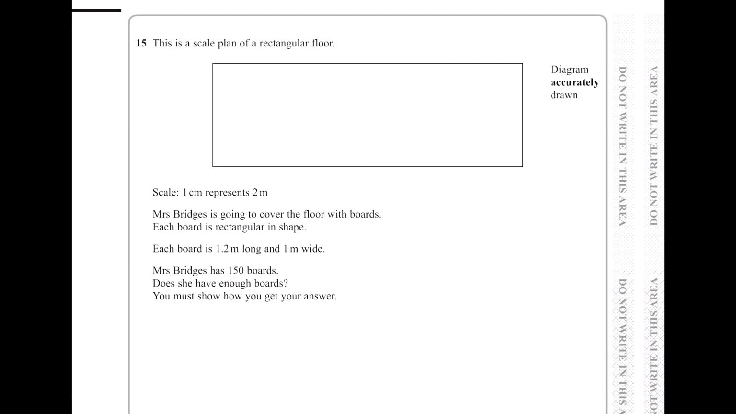Okay, so now we have a scale diagram of a floor. We're told the scaling, and this person wants to cover the floor with boards. Each of the boards has these dimensions, and we need to figure out if she has enough boards. So she has 150. So let's look at what one board is.